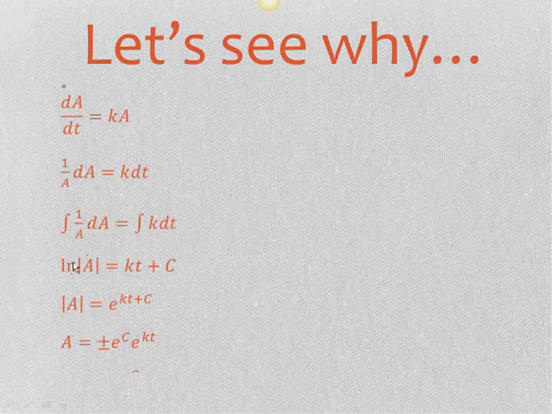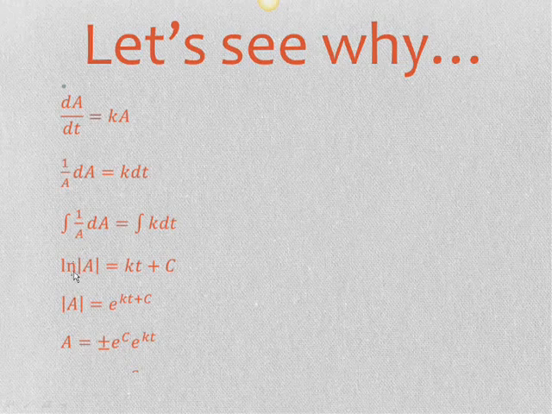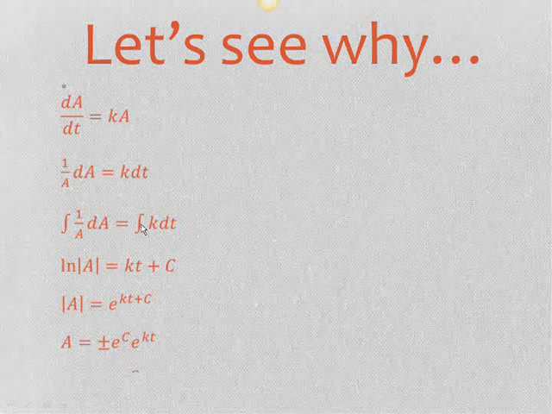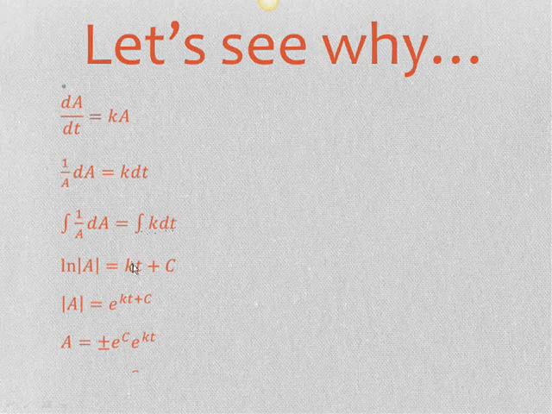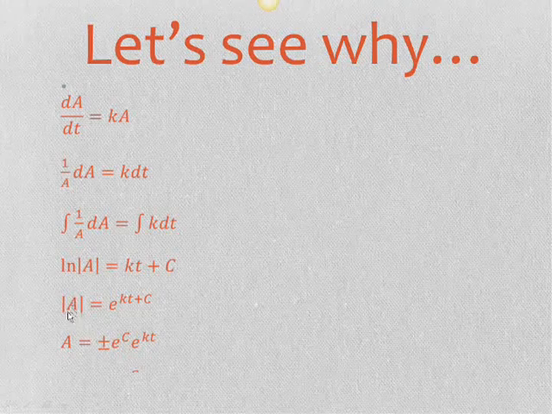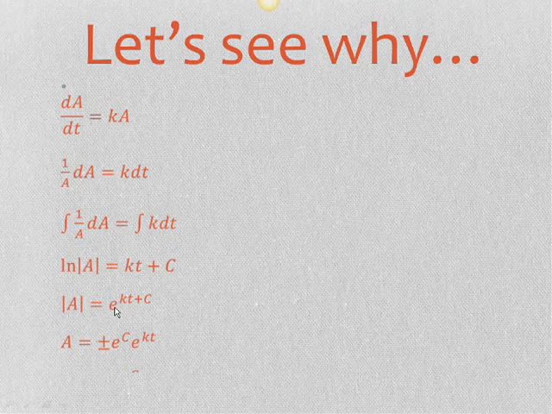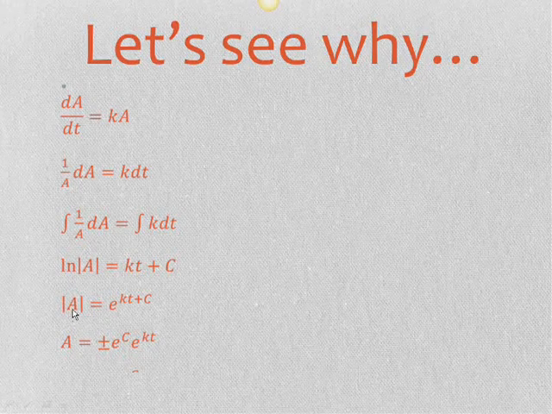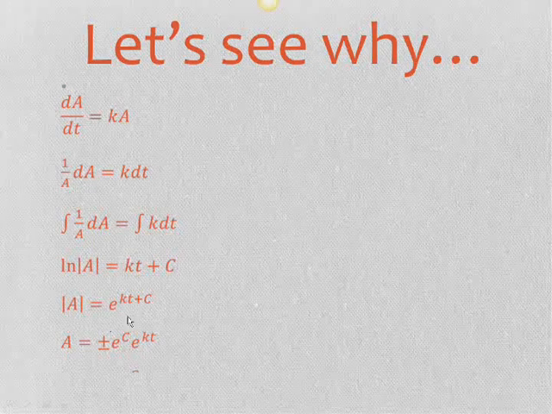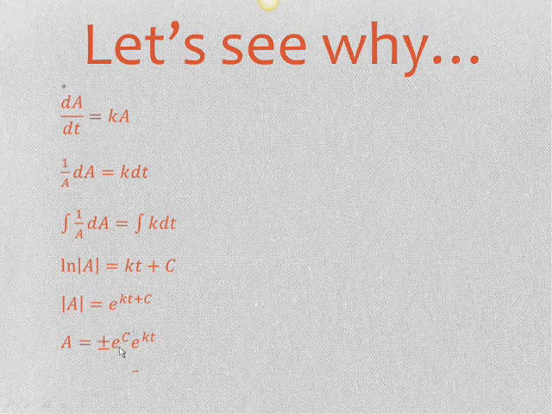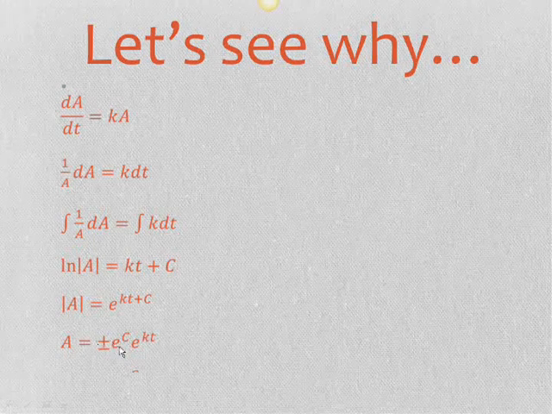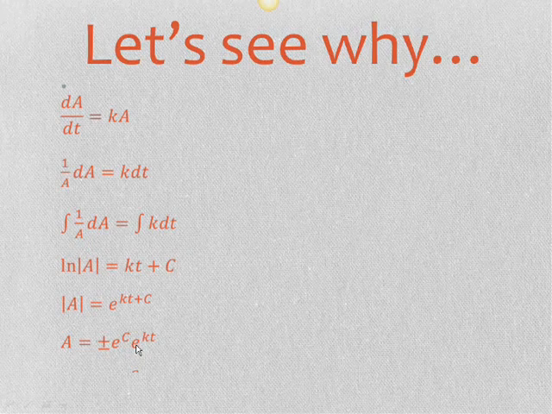my 1 over A is the derivative of the natural log of the absolute value of A, and then the integral of k dt is just kt plus C. And now I'm just going to solve this for A. So I raise everything to the base of e. So I now have the absolute value of A is equal to e to the kt plus C. I rewrite this as e to the C, e to the kt. And so A is equal to plus or minus e to the C, e to the kt.